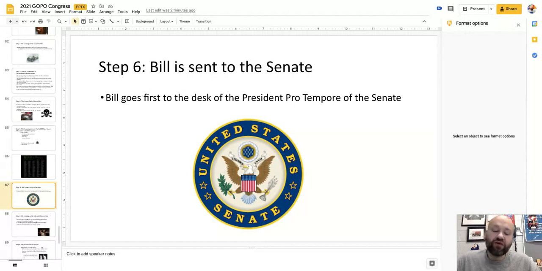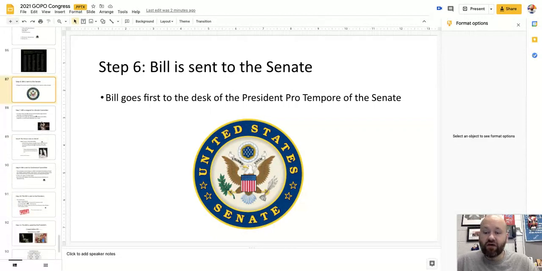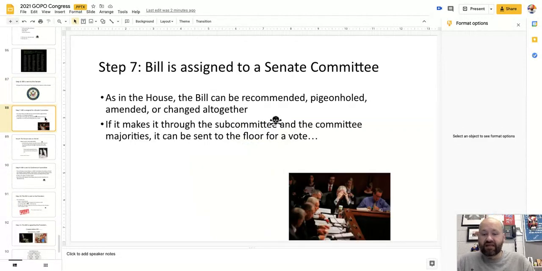But the person who really has the power in the Senate is the majority leader. And that's why your boy Mitch McConnell has had so much power, is because he's been the majority leader since 2010, 12, maybe 12. But yeah. So the bill goes over to the Senate, and then we get the exact same process again.